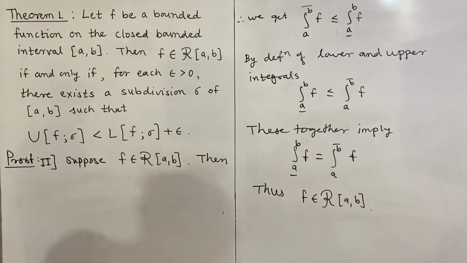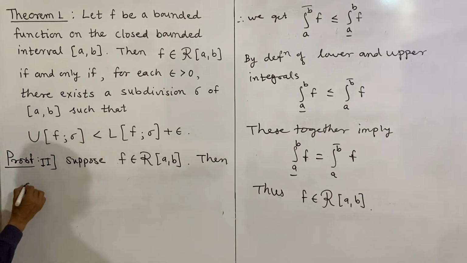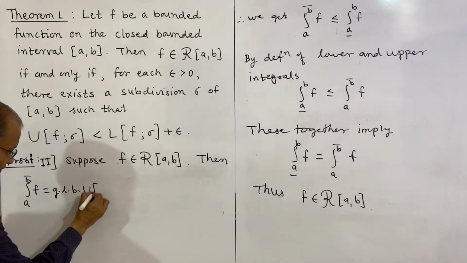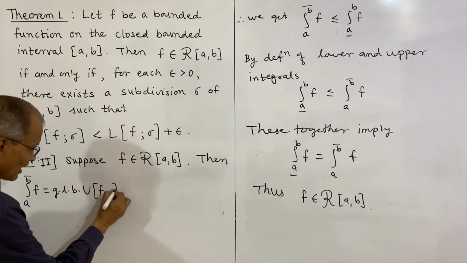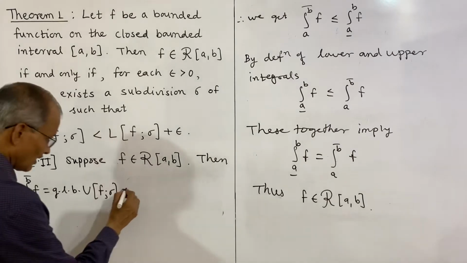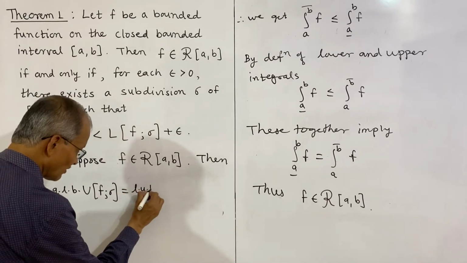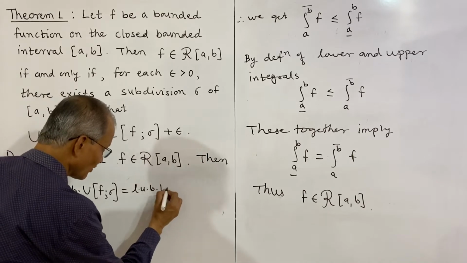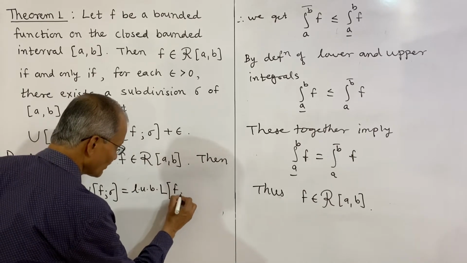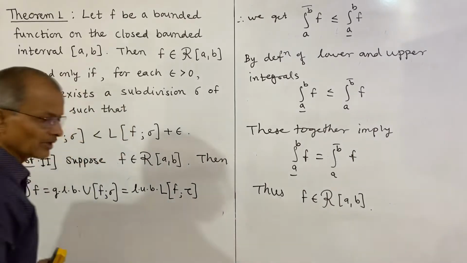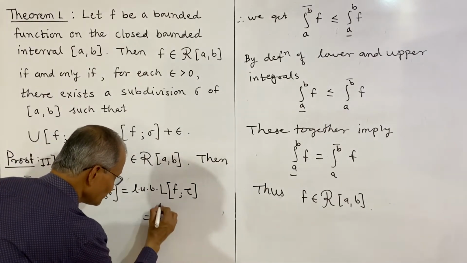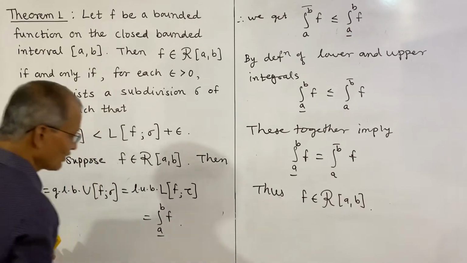We will also write the definitions. Then the upper integral of f is equal to the GLB of the upper sums, greatest lower bound of the upper sums, and this is equal to, I will write, the LUB over any other subdivision tau of the lower sum of f on tau, and this is equal to the lower integral. See what we have written.